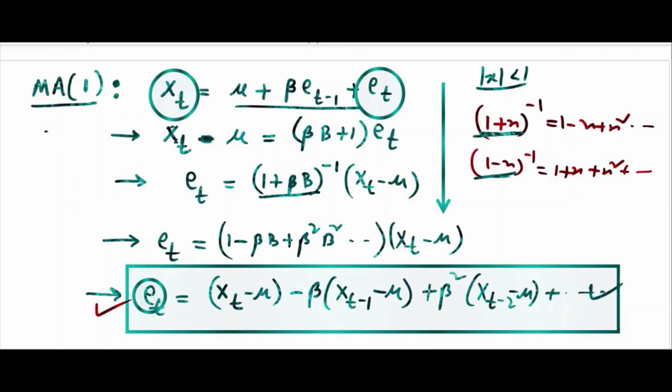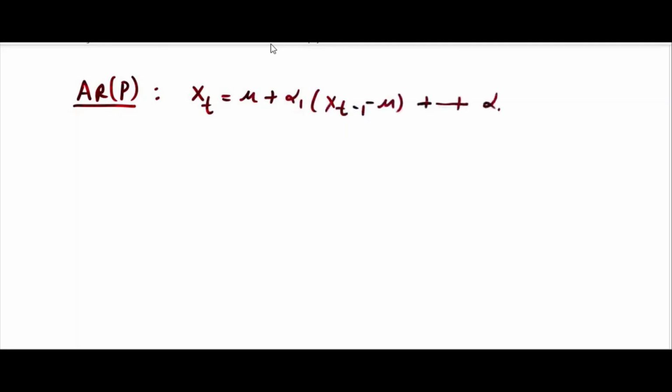We'll take that one as well. And then we'll end the class. Okay. So consider ARP process. We always check for stationarity. We never check for invertibility of ARP. So if you remember ARP, we wrote this way, ARP process, the general one, xt is equal to mu plus alpha 1 xt minus 1 minus mu, and so on, alpha p xt minus p minus mu plus et.